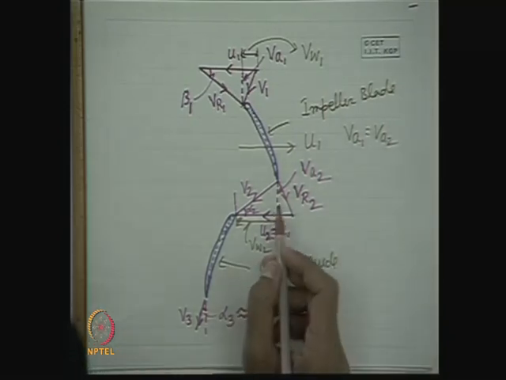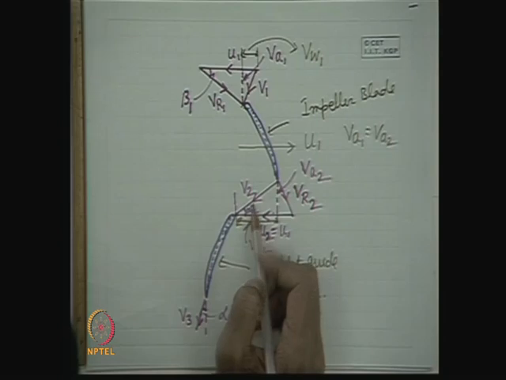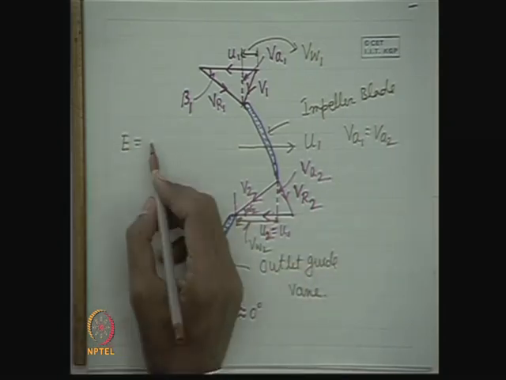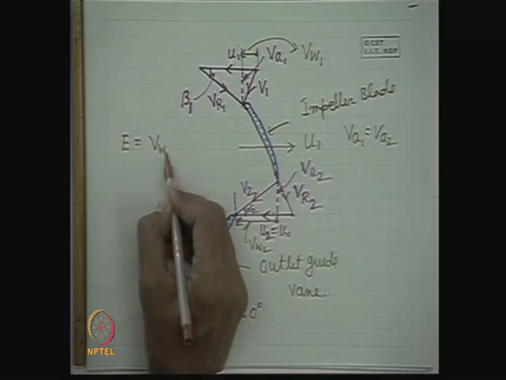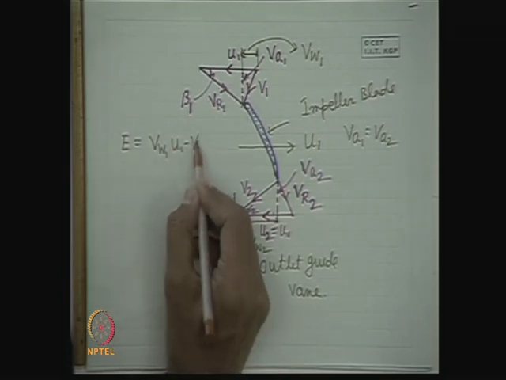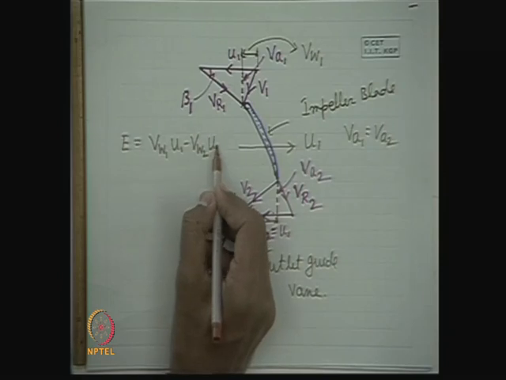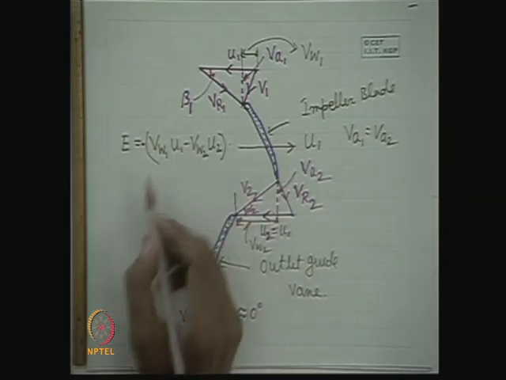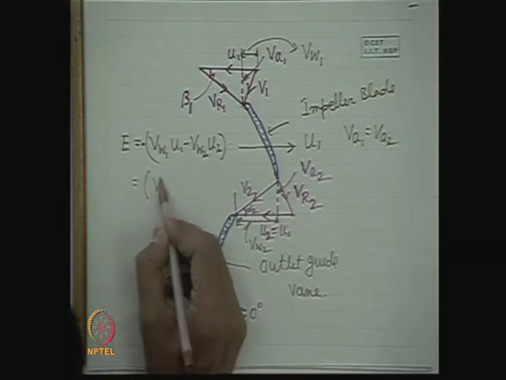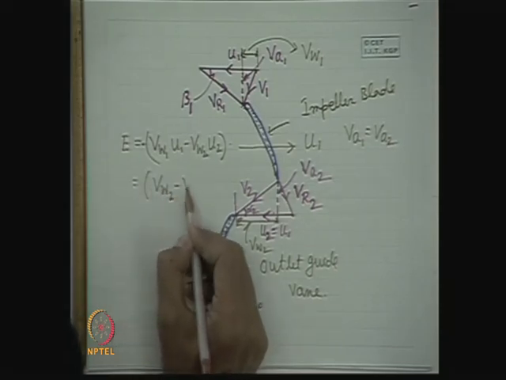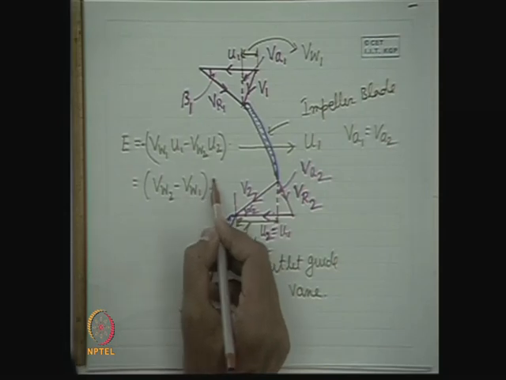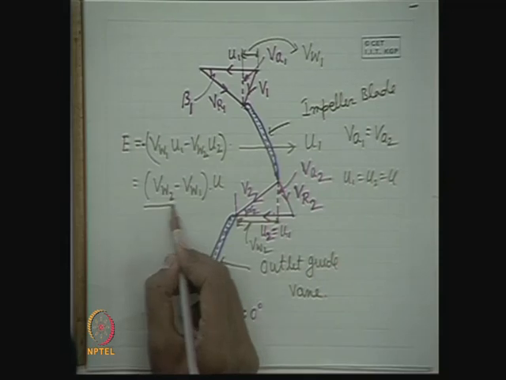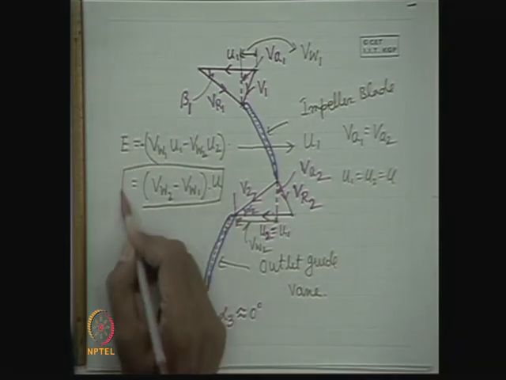Now we can write that the energy imparted to the fluid in the impeller blade per unit mass can be written, from our earlier discussion, as VW1 U1 minus VW2 U2. Rather, this is with a negative sign, because this is more than this. Or we can write, the energy imparted to the fluid is VW1 times U1 or U2. Simply we write U1 is equal to U2. So this is the amount of energy imparted to the fluid per unit mass.